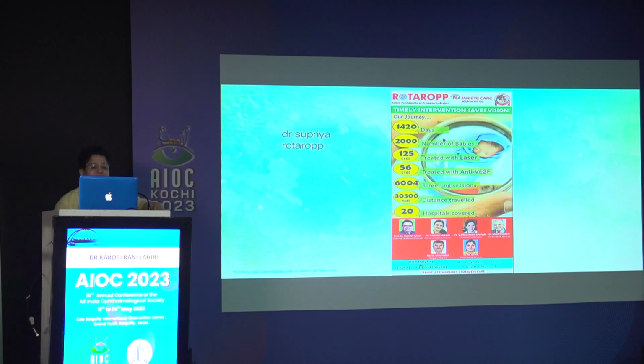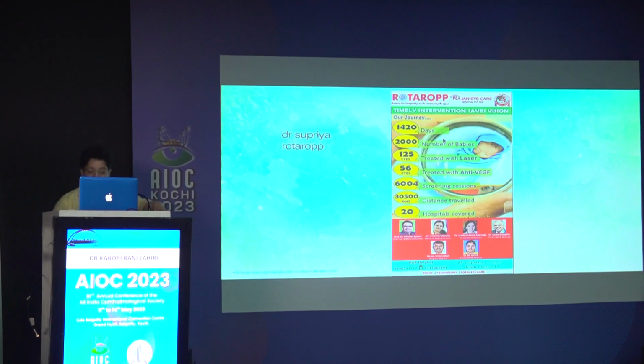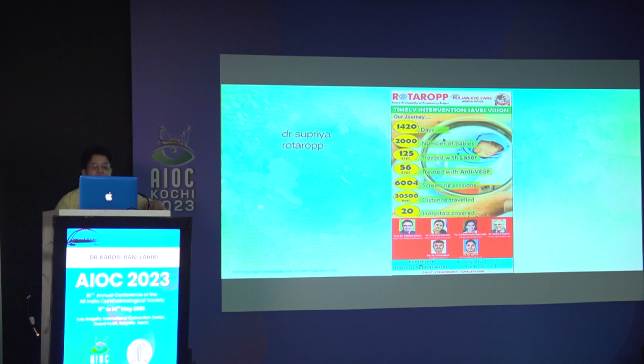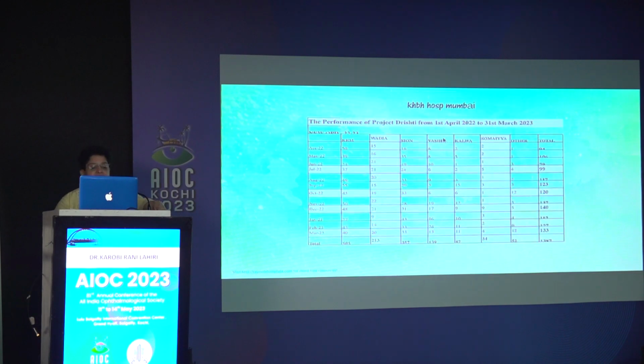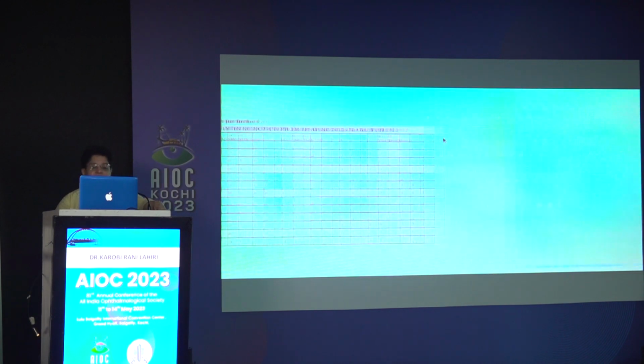And this is from Dr. Supriya. She was a late sender, so I put her as a separate thing. I didn't have time to collate it with others, but these are her statistics in Chennai, and they have also done a lot of work over the last 2-3 years that they have started. So congratulations. And these were just some statistics which came in.